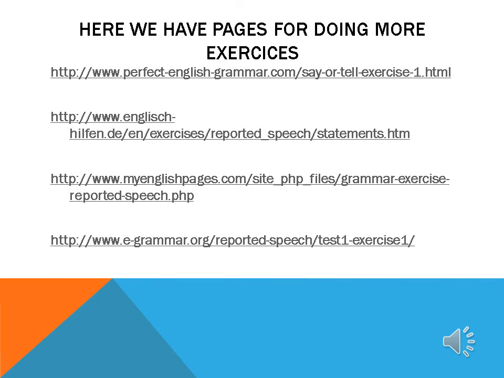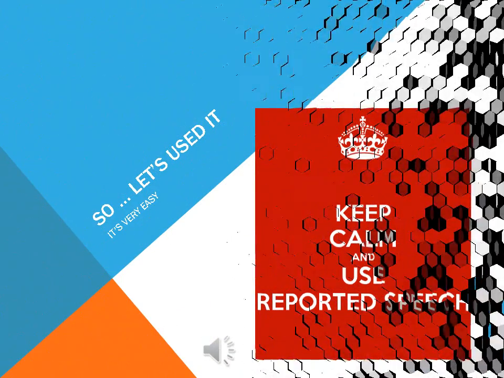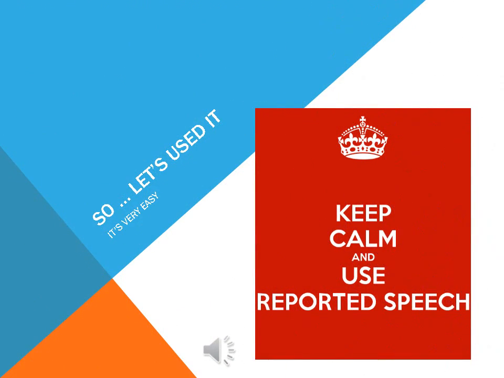Now let's do some other exercises to practice what we learned. It's very easy. You only have to pay very close attention to what we said. We always use reported speech for what we're saying at any time. So let's use it. Keep calm and use reported speech.